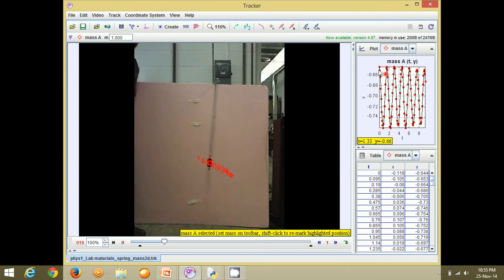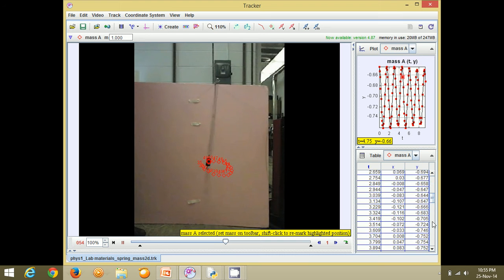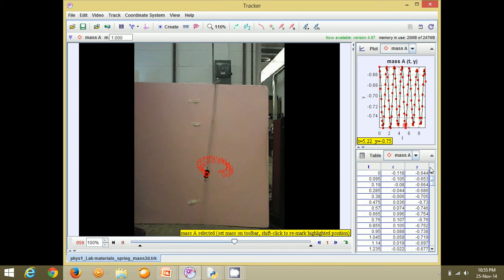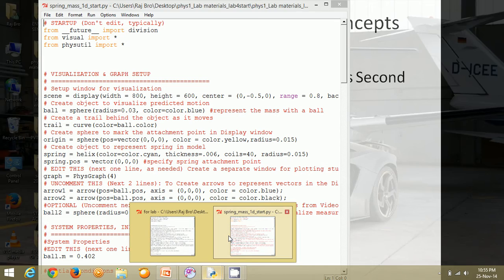You can see that the software creates a graph of the observational position versus time. And here we can see the observational data the software provides us with. Using this data, we can acquire the required system properties for modeling this experiment.